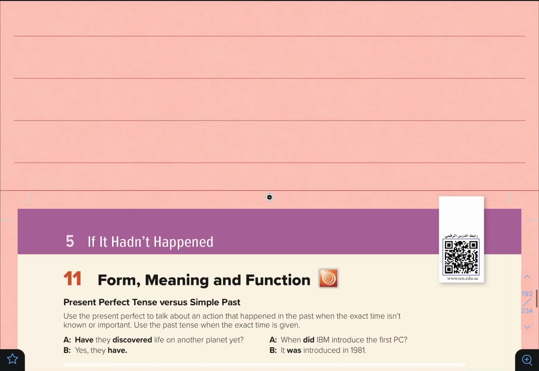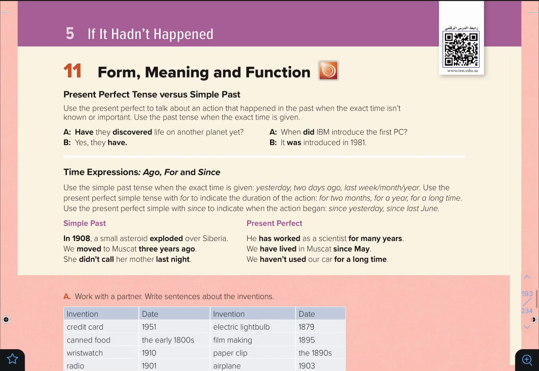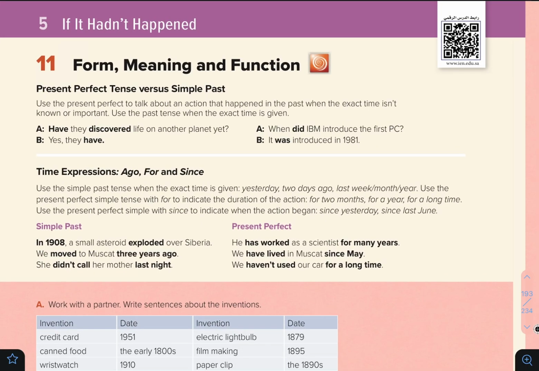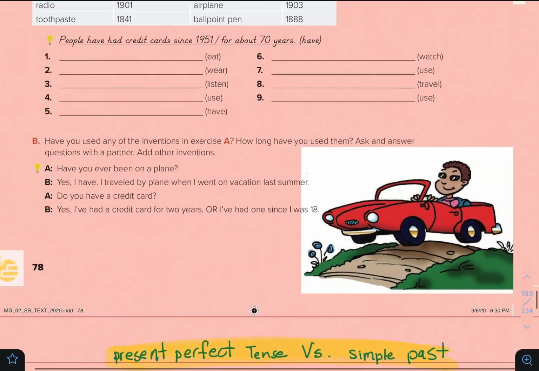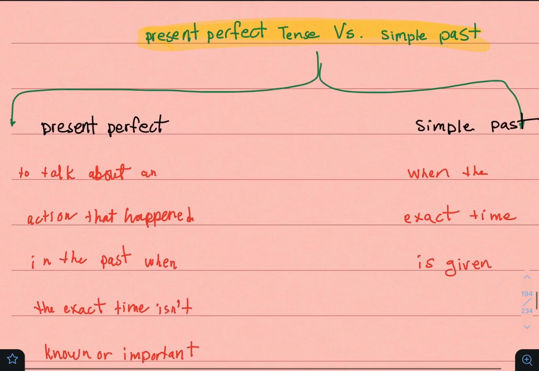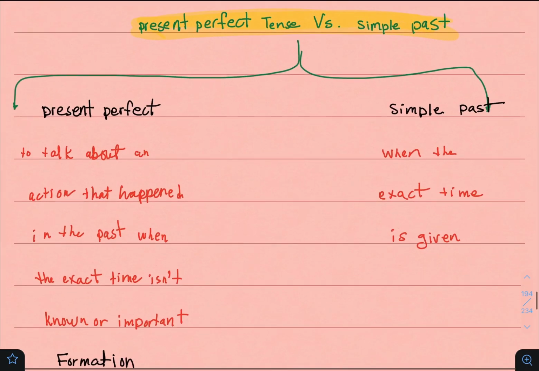Okay, so right now please move on to pages 78 and 79 and please follow up with me as I explain this lesson. So just a reminder, the title of this unit, which is unit number 5, is If It Hadn't Happened, and the lesson is 11 for meaning and function. So right now we will be looking at present perfect tense versus simple past.